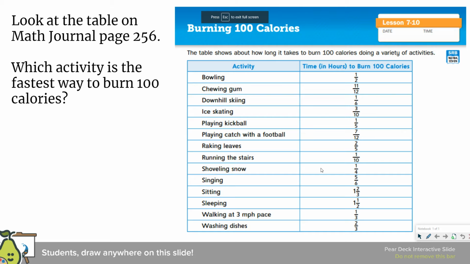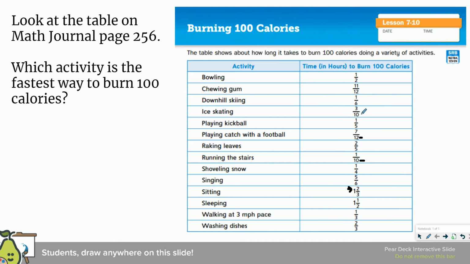So again, if I'm looking for the fastest way, I'm looking at these fractions. Now, I know that like 11/12 is almost a whole. So that would be almost a whole hour, almost 60 minutes, whereas this is a half of an hour, that would be 30. So I'm looking for the smallest fraction. I'm seeing the highest denominator, remember, is the smallest pieces. So I'm seeing 12ths, tenths. I definitely don't want anything with a whole number because that's over an hour.